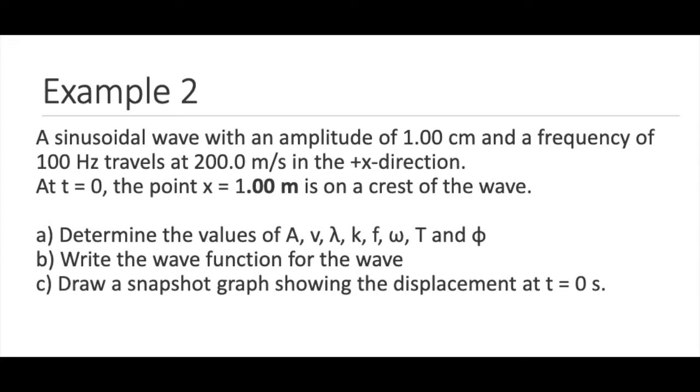Example 2. A sinusoidal wave with an amplitude of 1 centimeter and a frequency of 100 hertz travels at 200 meters per second in the positive x direction. At t equals 0, the point x equals 1 meter is on a crest of the wave. A, determine the values of A, v, lambda, k, f, omega, T, and phi for this wave. B, write the equation of the wave's displacement as it travels. C, draw a snapshot of the wave at t equals 0.